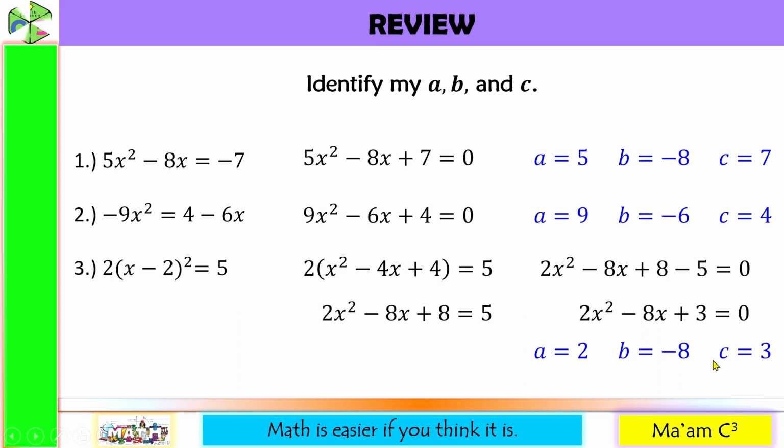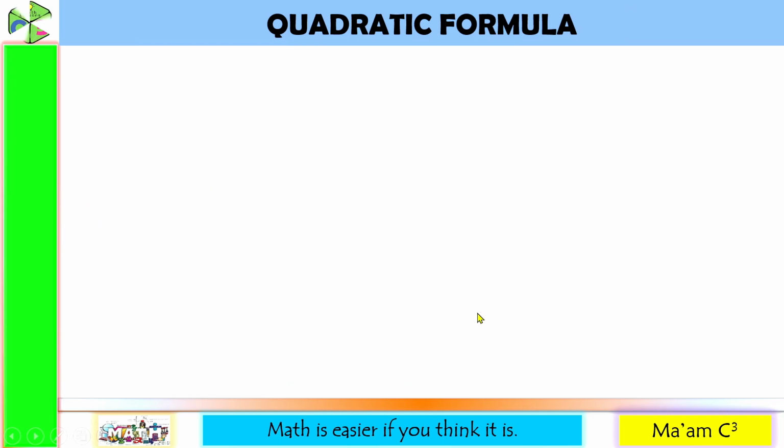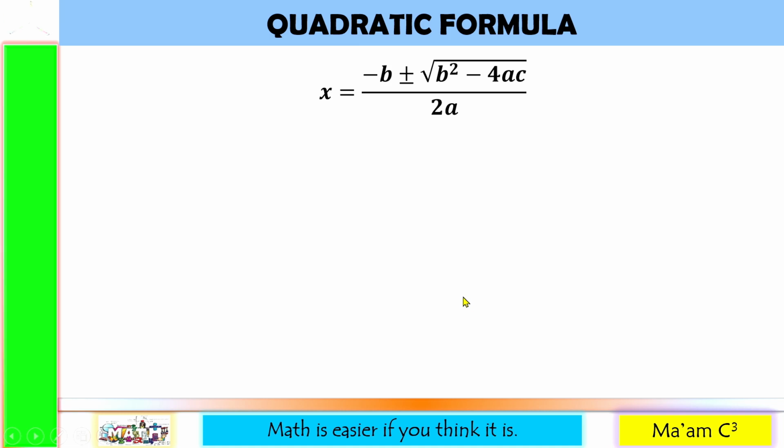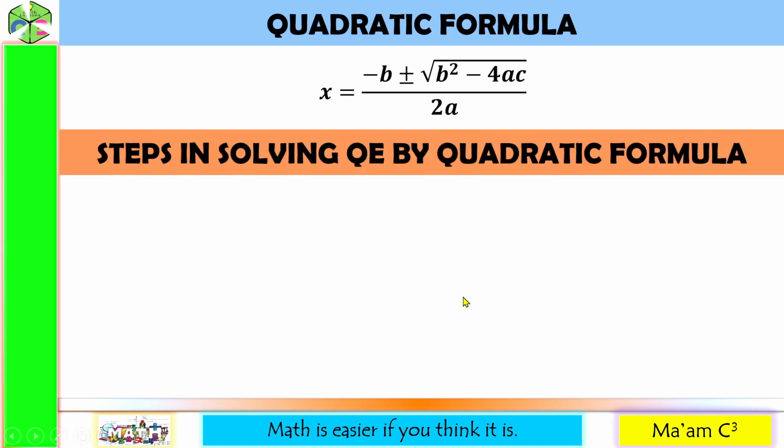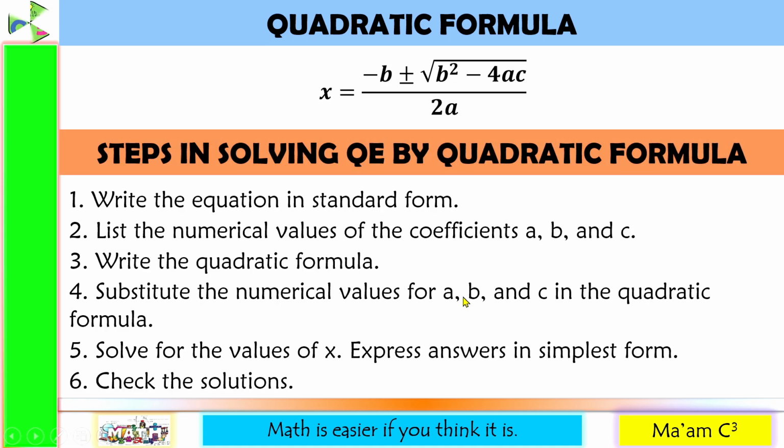Today, I am going to teach you the fourth way of solving quadratic equation, and that is through quadratic formula. It is expressed as negative b plus minus the square root of b squared minus 4ac all over 2a. And here are the steps of solving quadratic equation by quadratic formula. I will discuss this one by one as I go along with an example.